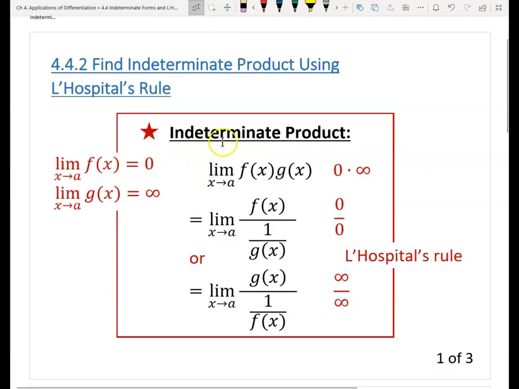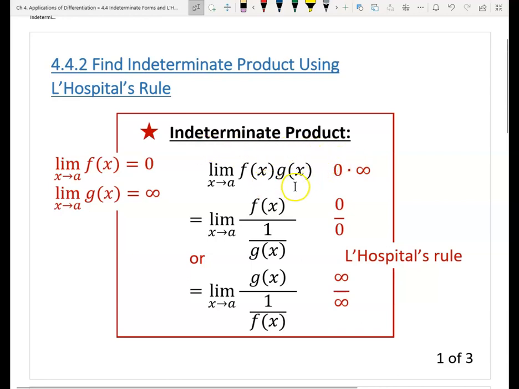This is the indeterminate product. Suppose we have two functions, f and g. The limit of f is 0. The limit of g is infinity. Now we have a question. How do you find the limit of the product? We know the product should be 0 times infinity, which is indeterminable. Therefore, we call it indeterminate product.